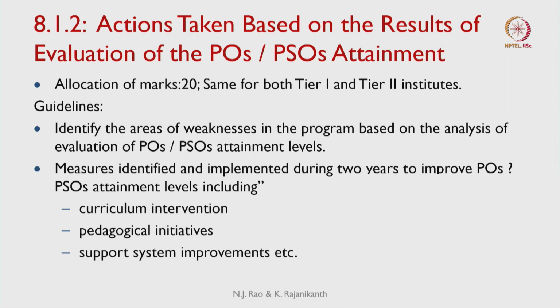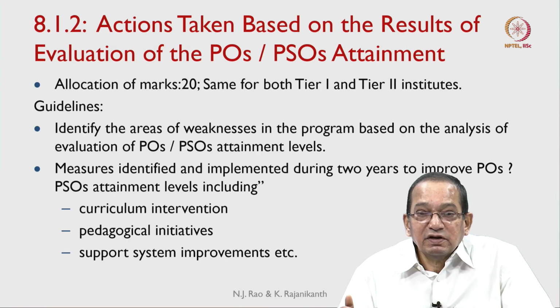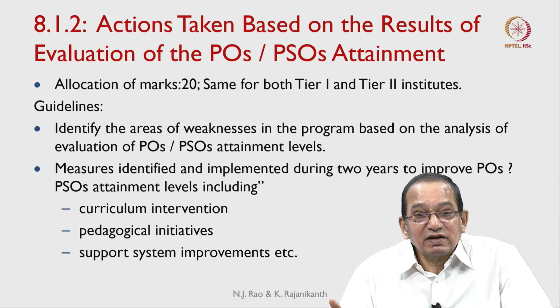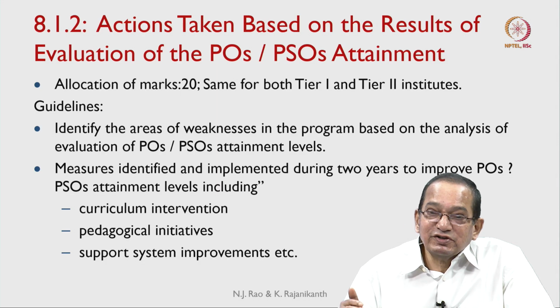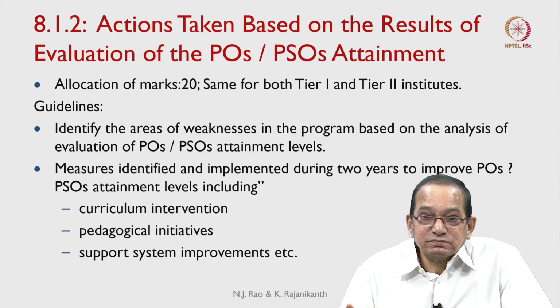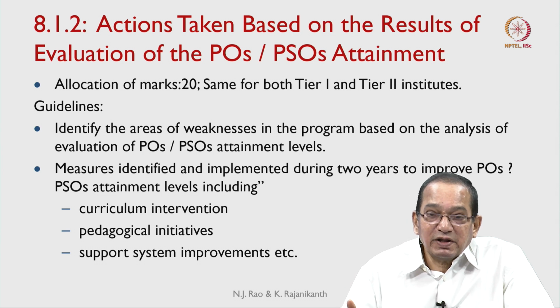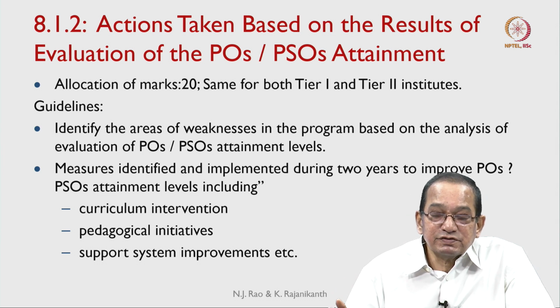So, identify the areas of weakness in the program based on the analysis of evaluation of POs and PSO attainment levels. Once again, here it is possible that the actual attainment level of a PO or PSO is higher than the set target level, or is equal to the target level, or less than the target level, which of course is the most frequent case. In all cases, we show what action we are planning to take for the next batch of students.